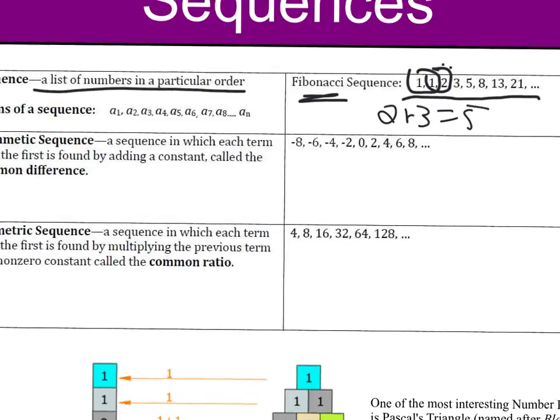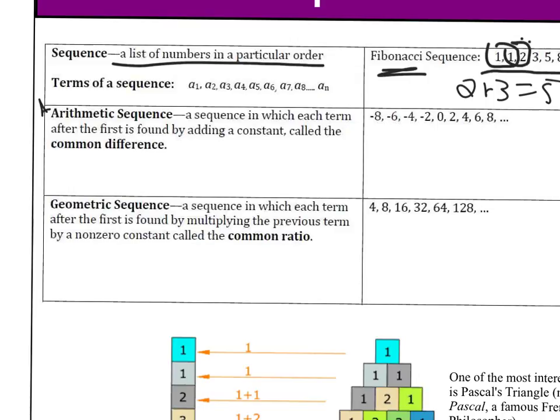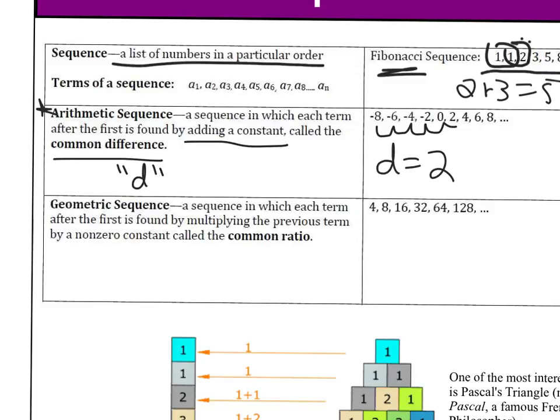An arithmetic sequence is a sequence in which each term after the first is found by adding a constant called the common difference, which we usually refer to as D for difference. So here, you go from -8 to -6, -4, -2, 0, 2, 4. So my common difference here would be +2.